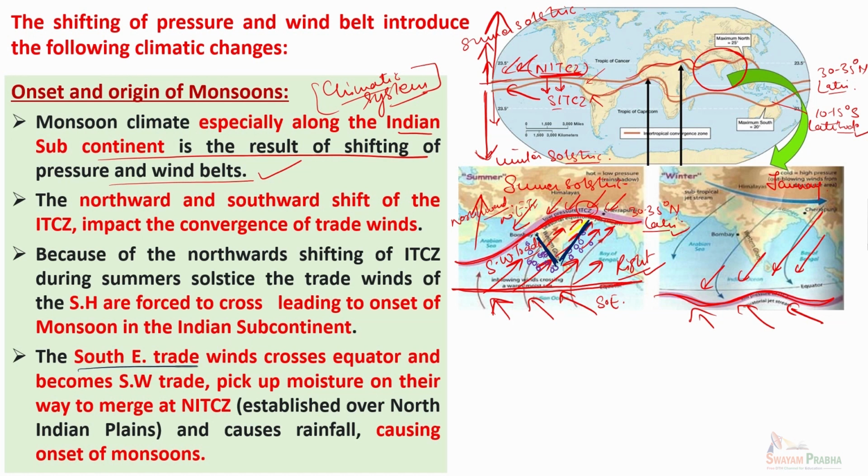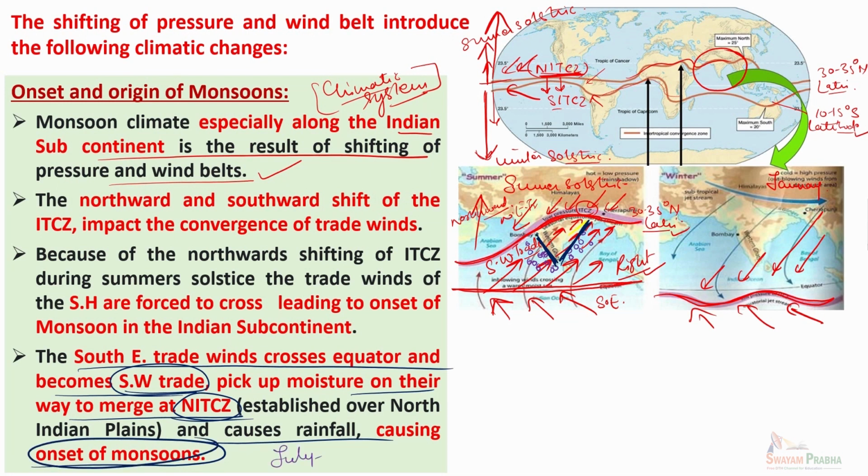So the southeast trade winds cross the equator and become southwest trade winds, and they pick up moisture on their way to merge at the north intertropical convergence zone. In the process they pick up moisture from the Arabian Sea region and the Bay of Bengal region, causing massive precipitation, especially along the coastal regions of the Indian subcontinent, leading to the onset of monsoon. During this 4 months time period from June to September, India receives nearly 80% of its rainfall from this southwest monsoon only.